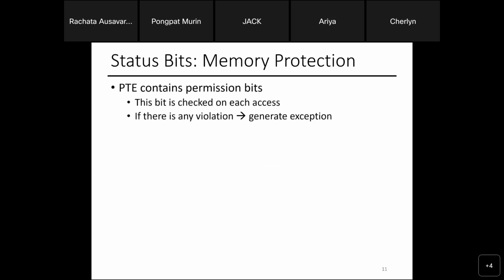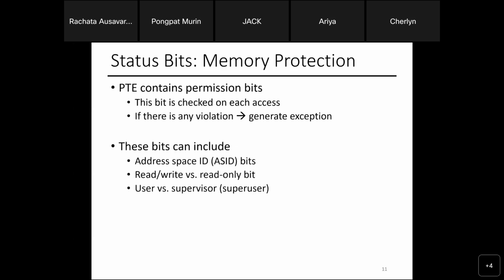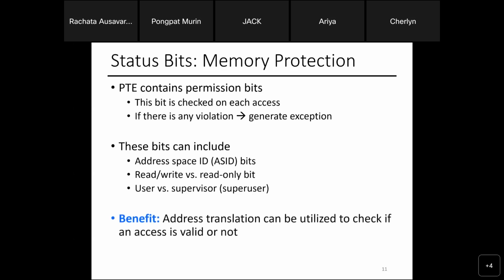So the status bit is essentially a permission bit. When you go through the table, you check the permission. If it violates permission, you get an exception. Some exceptions kill the process. Some exceptions will warn the programmer something wrong is going on. This bit can include things like address space ID, who owns this address, read-write, read-only bits, user versus supervisor bits. The benefit is this is giving you memory protection. It gives you the segfault that you all love by now. Love to hate, I guess.